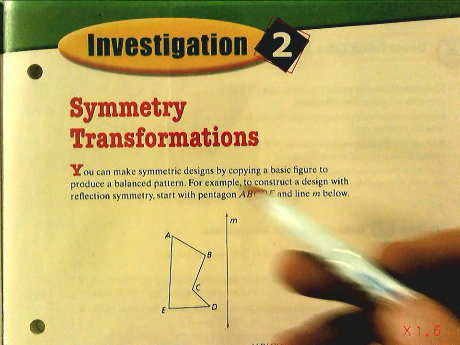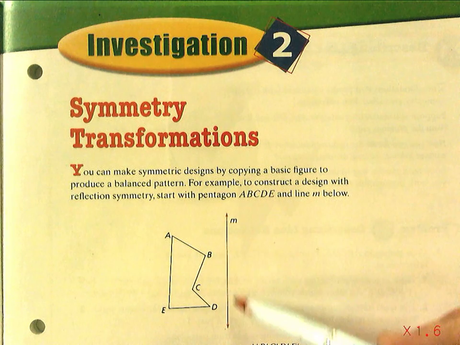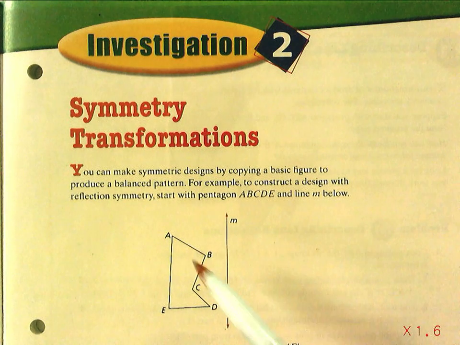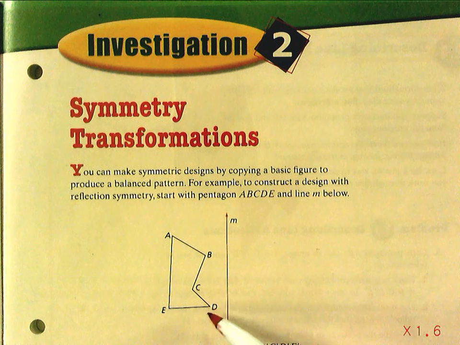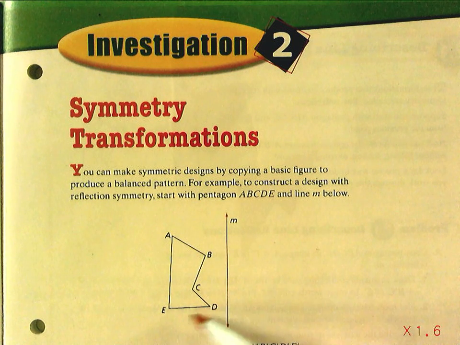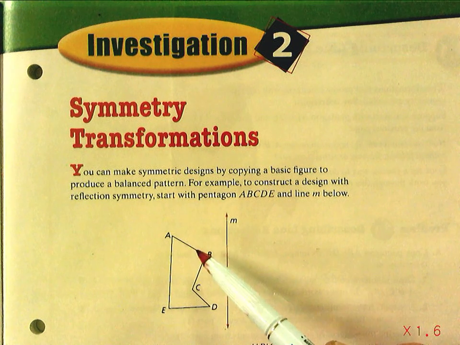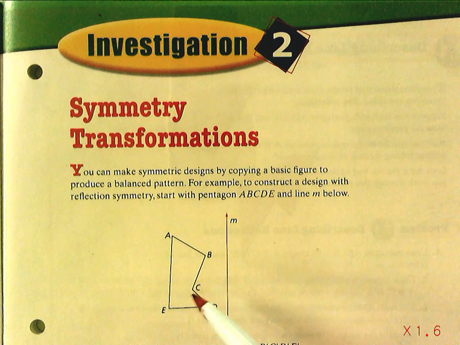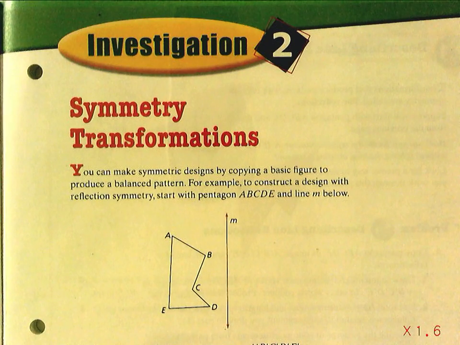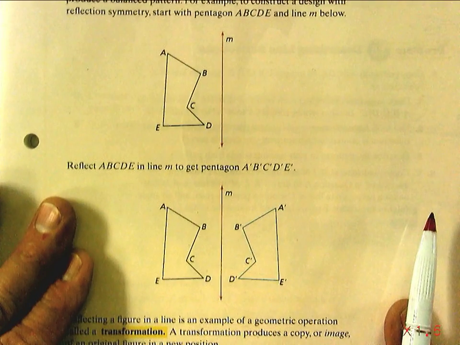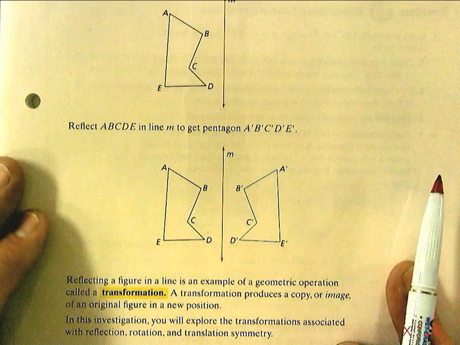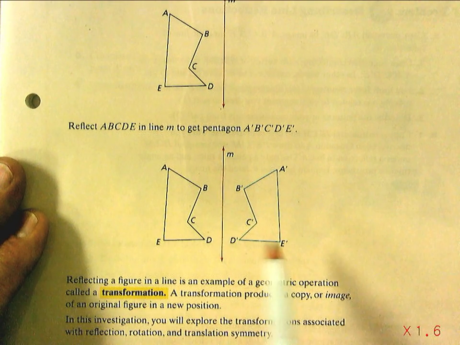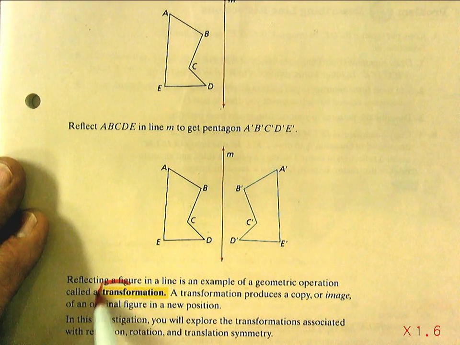And we're going to use, in this case, a line of reflection. So this line M represents a line that we would want to reflect this 5-sided shape, which we would call a pentagon because it has 5 sides. We want to reflect it across this line. When you do that, you produce a mirror image. And that mirror image, that copy of the original, is called a transformation.